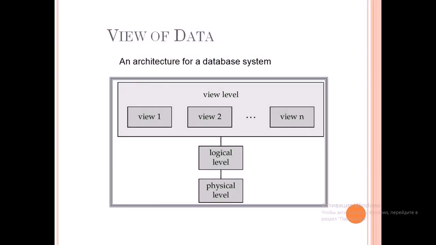There is a given architecture for database systems and its view of data. Database systems consist of a logical level and a physical level. View 1, View 2, and it consists of View n.